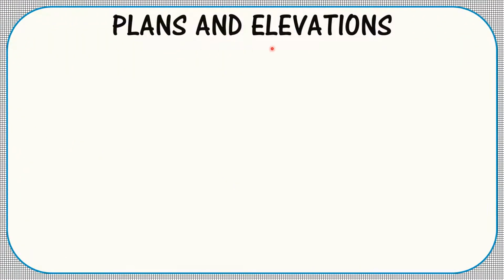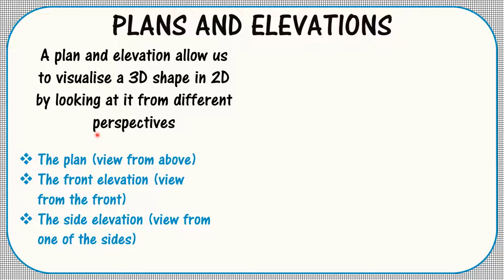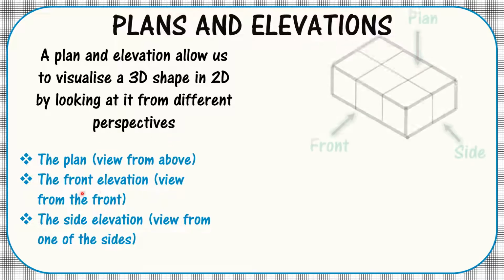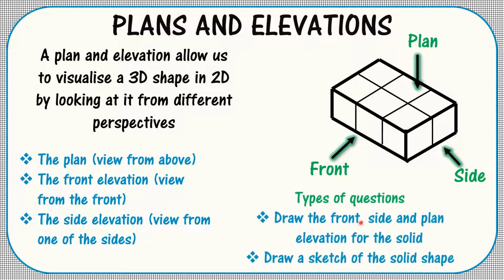So, plans and elevations. A plan and elevation allow us to visualize a 3D shape in 2D by looking at it from different perspectives. The perspectives which we need to know are the plan, which is a view from above, the front elevation, which is the view from the front, and the side elevation, which is a view from one of the sides. The type of question that may occur is it will ask you to draw the front, side, and plan elevation for the solid, or it will ask you to draw a sketch of the solid shape.